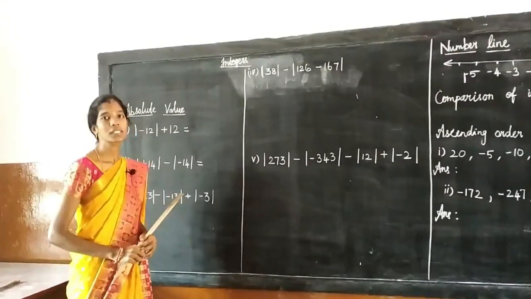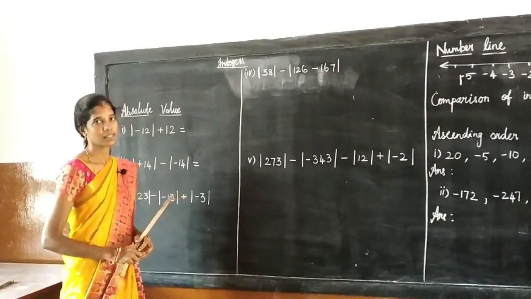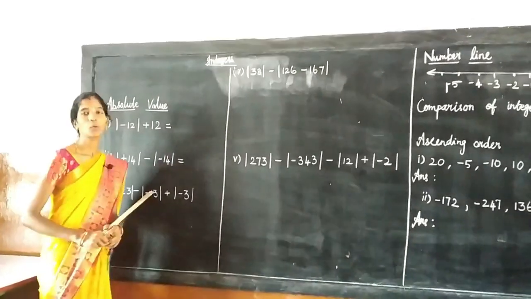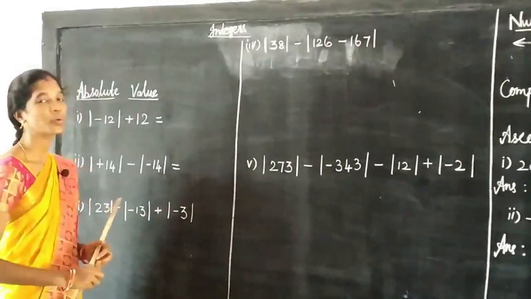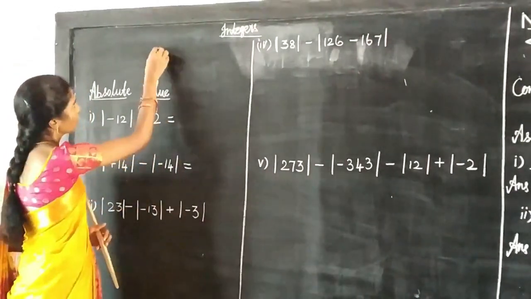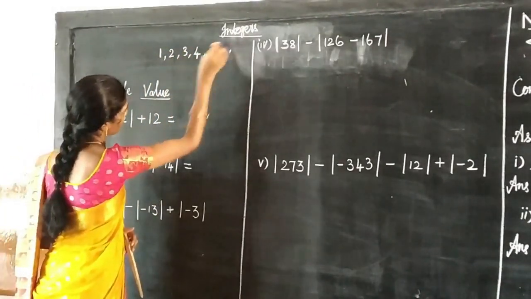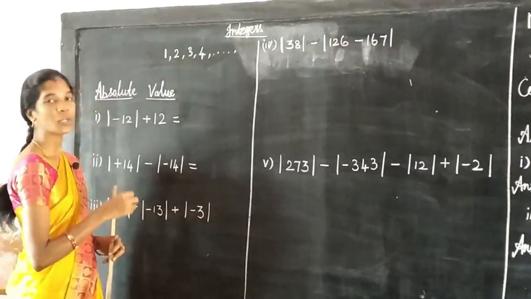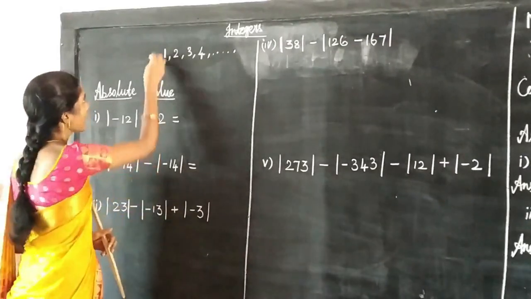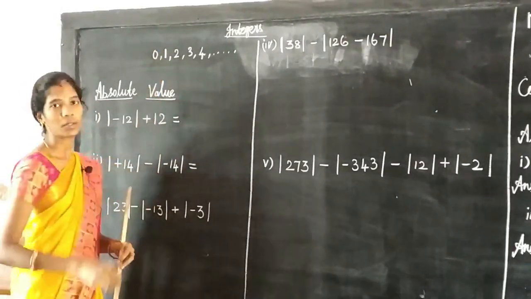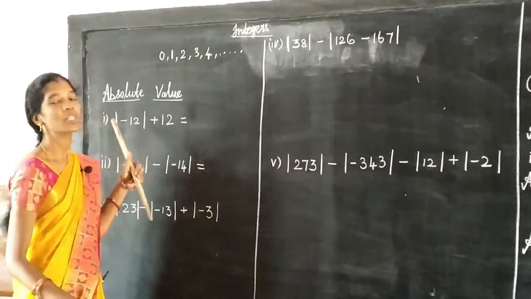Today we are going to discuss the topic integers. Already we have studied whole numbers and natural numbers. We know natural numbers start with 1, 2, 3, 4 and so on. Then if we add 0 along with the natural numbers, we will get whole numbers. Then I am going to introduce new numbers.